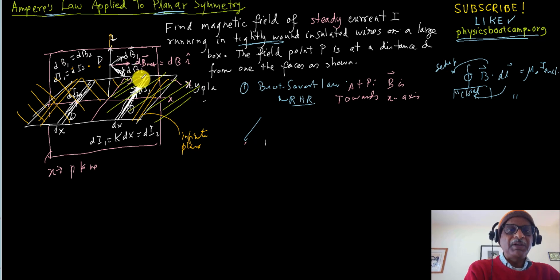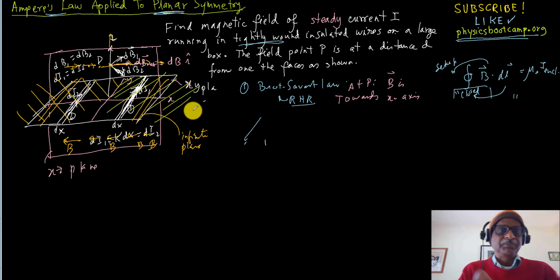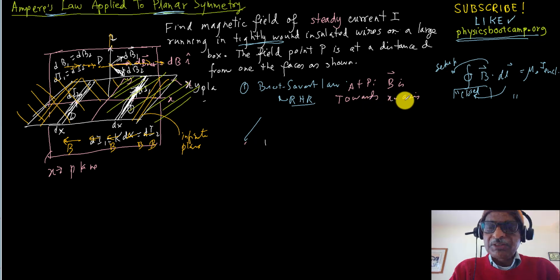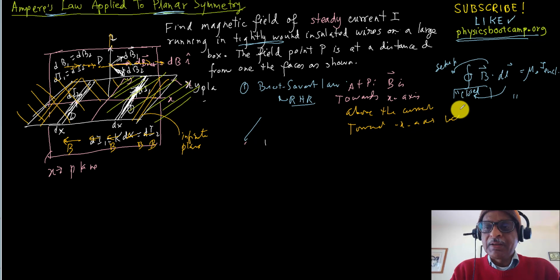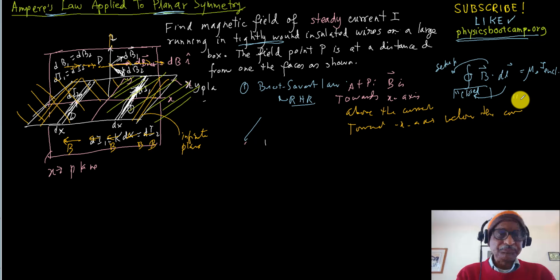So above the plane, all are pointed in the positive direction this way. Now, if you look below the plane, all the magnetic field will be pointed that way. This will be the magnetic field pointed that way. So we got the direction. So it is towards the positive x-axis above the current, and towards the negative x-axis below the current. Okay, so we got the direction.